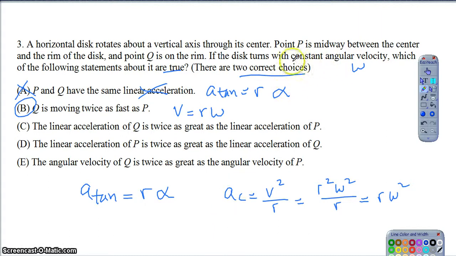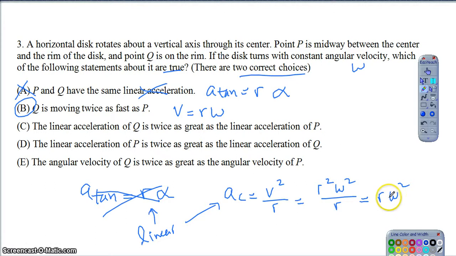Well, if the disk is moving with constant angular velocity, then its angular acceleration is going to be 0. So it doesn't have any tangential acceleration. So its only form of linear acceleration, right, because normally both of these would be linear, but in this case its only form of linear acceleration is centripetal.